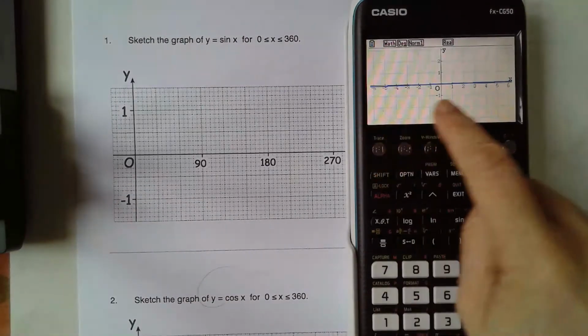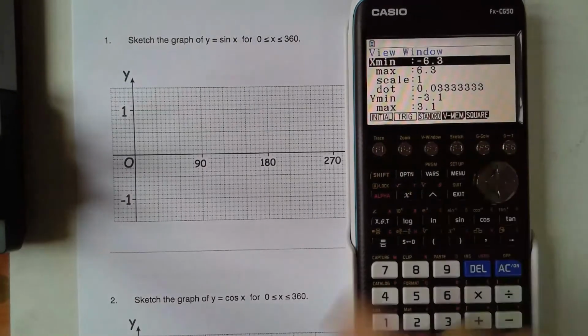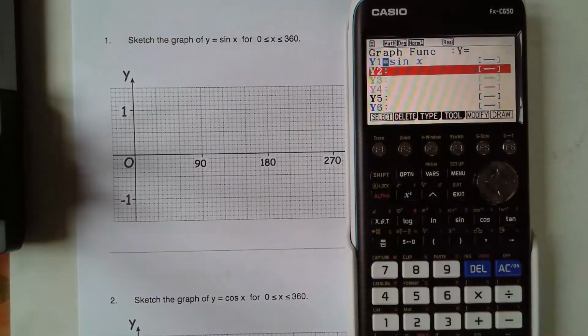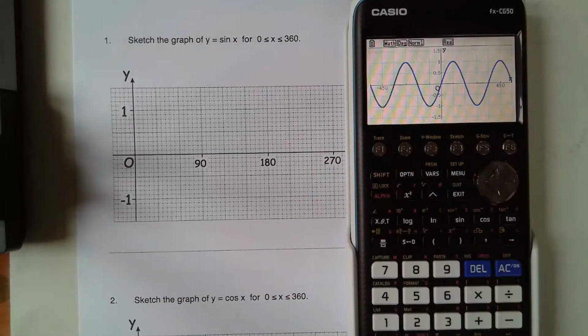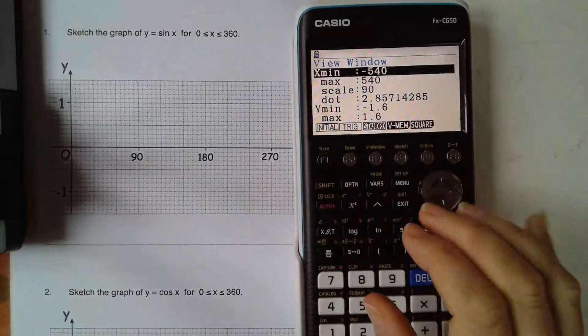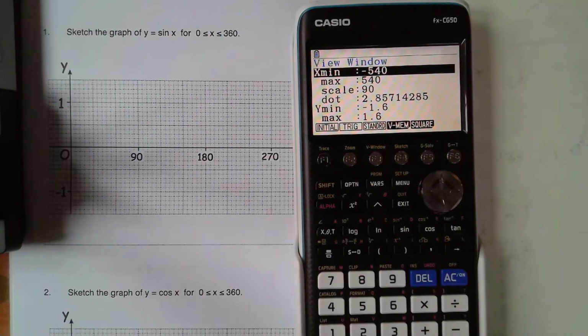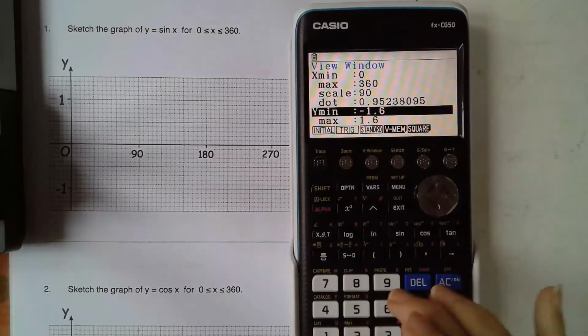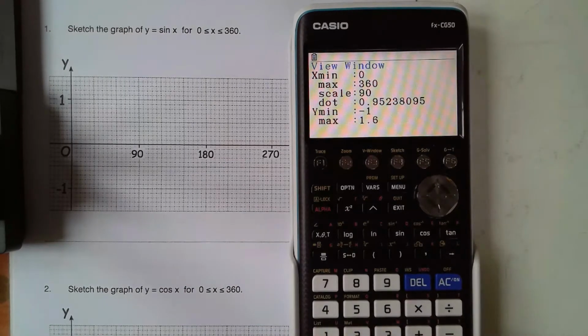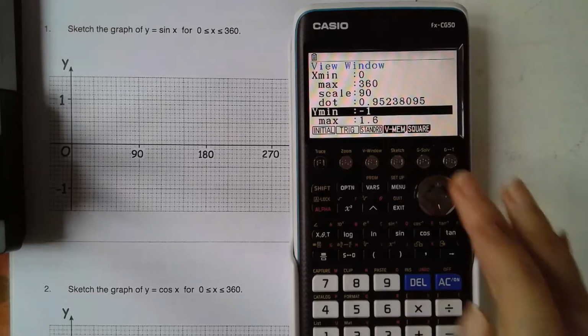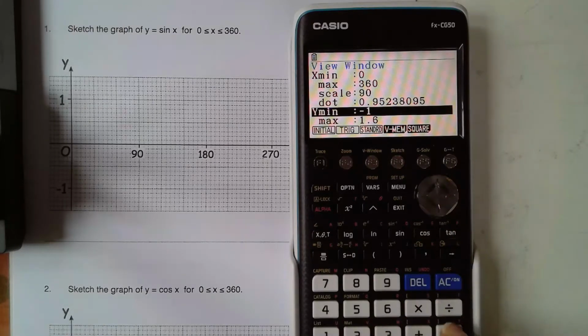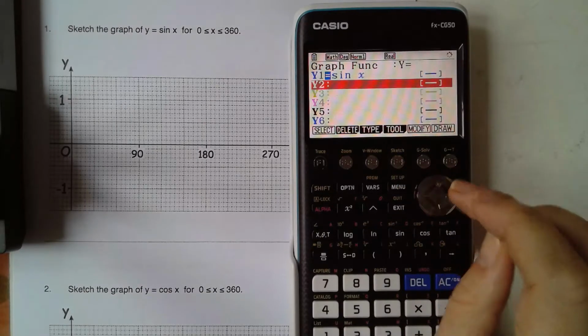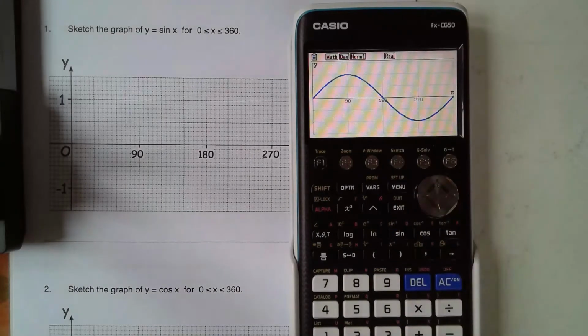Oh, but it doesn't look anything like I'd expect a sine curve to. So if you go to View Window and you go Trig, there we go, and Draw, it automatically changes your scale for you. But that's a lot more than what we need on there. So on your View Window, you can set your X minimum to 0, your maximum to 360, your Y minimum to -1, and maximum to 1. Actually, might leave it as -1.6 is what they had, or if you want -1.5 if it feels tidier. So there you go, Exit, Draw. So that's what we want it to look like.